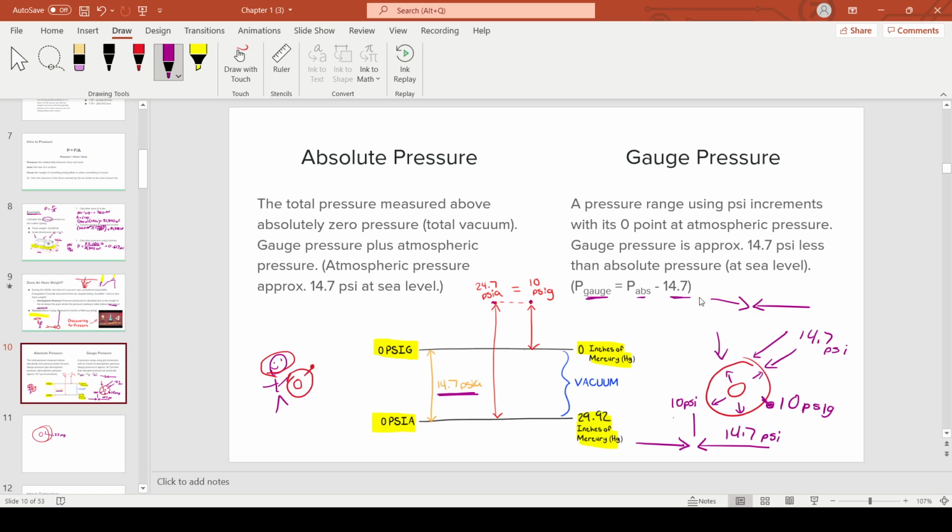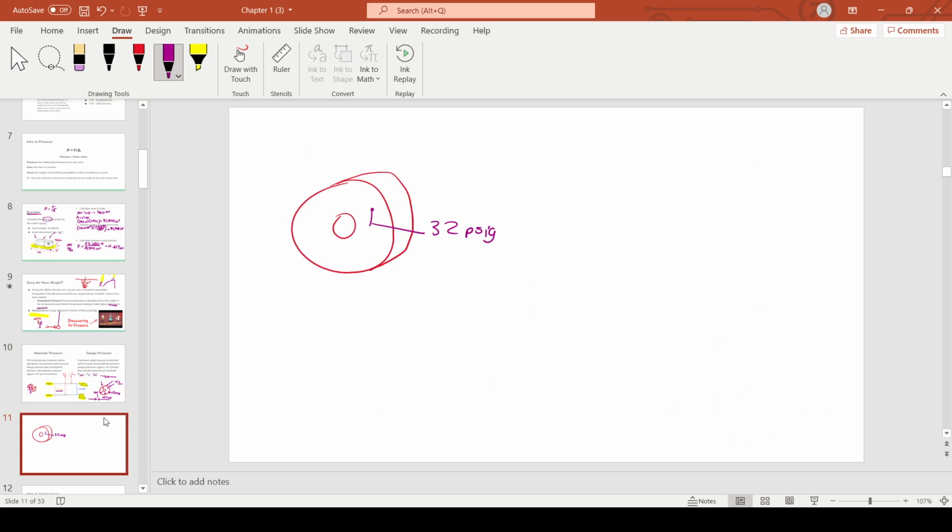We can look at our equation here and see that pressure gauge equals pressure absolute minus 14.7. So that means we know that 32 psig equals pressure absolute minus 14.7. We're just going to assume sea level. It could be a little more, a little less, but we're assuming that everything's at sea level. We're not cooking on Everest. So all we have to do is switch this equation around, so add the 14.7 onto the other side. 32 plus 14.7.